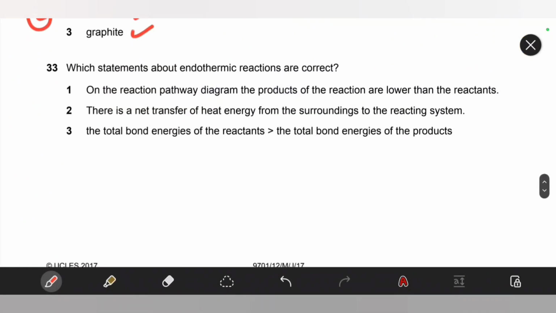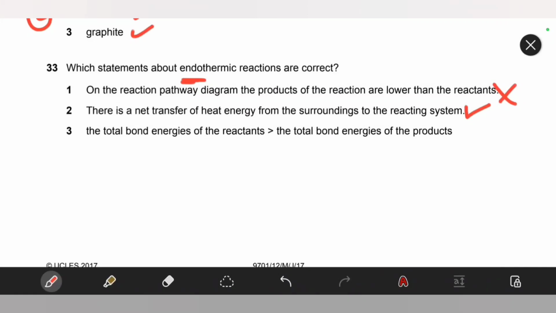Which statements about endothermic reactions are correct? On the reaction pathway diagram, the products of the reaction are lower than the reactants. That's not true. This is true for exothermic, not for endothermic. There is a net transfer of heat energy from the surroundings to the reaction system. This is right. Heat energy is always absorbed in endothermic and released in exothermic reactions.